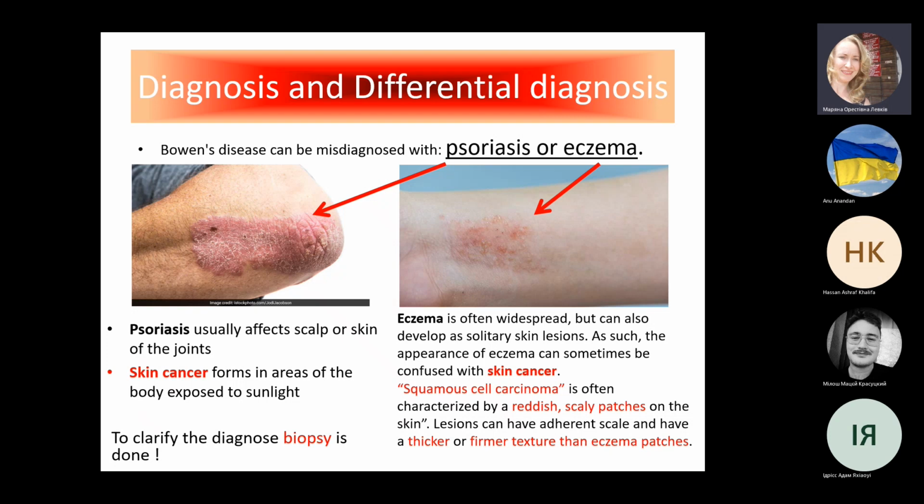Diagnosis and differential diagnosis of Bowen's disease is done with psoriasis and eczema. Psoriasis usually affects the scalp or skin of the joints. Eczema is often widespread, but can also develop as a solitary skin lesion. As such, the appearance of eczema can sometimes be confused with skin cancer.